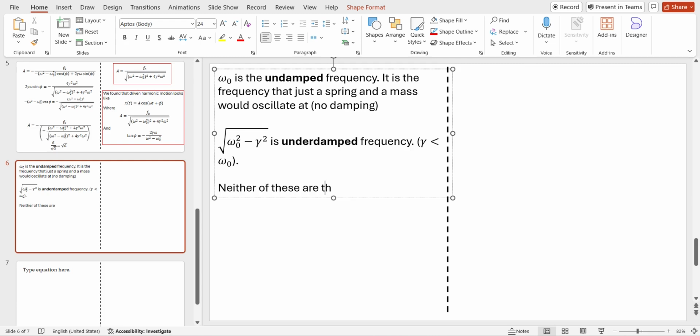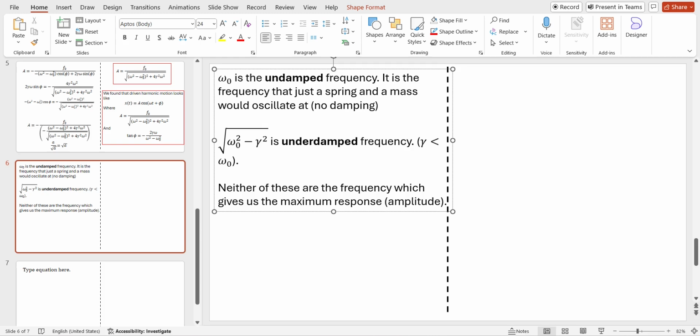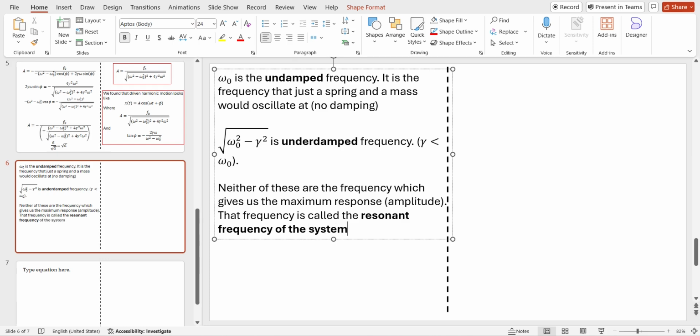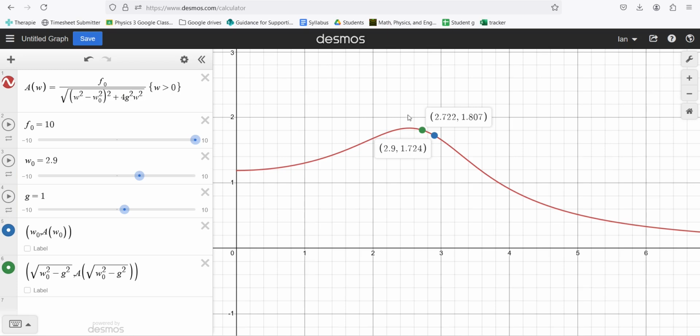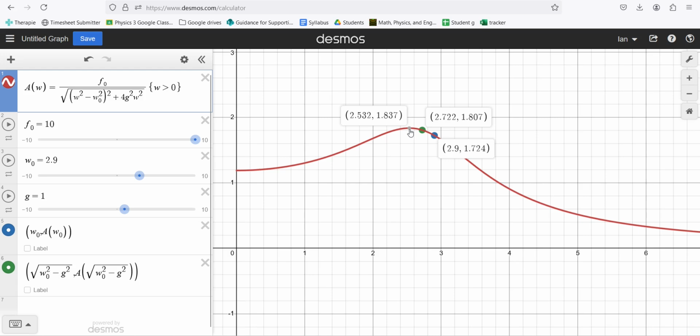Neither of these are the frequency which maximizes the amplitude, or the response. You can also call it the response. That frequency is called the resonant frequency of the system. So it's whatever frequency gives us the peak value there, that number. You can see it's neither the blue nor the green dot.